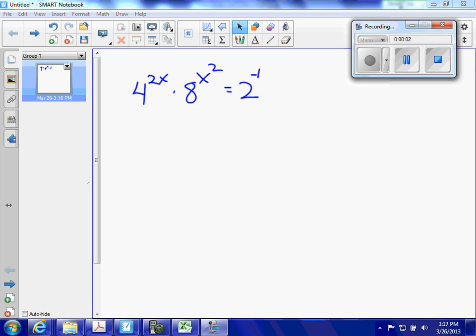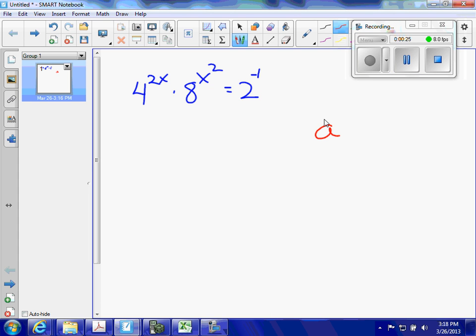This is a problem off of the review sheet that we did today. It's from section 5.3, and it's solving exponential equations. And it's very similar to problem number 72 on page 281, which was a part of your homework assignment. So the key to solving this is to know a couple of things.